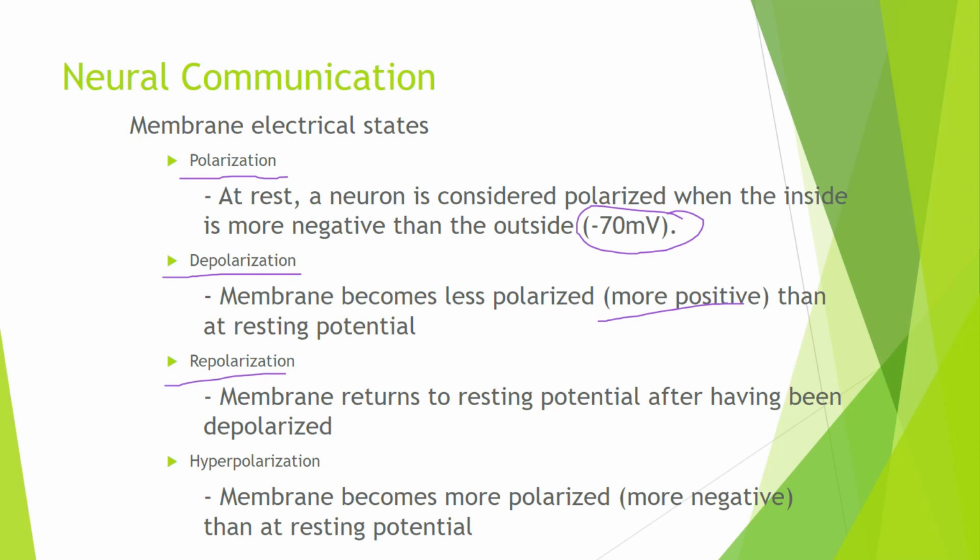Repolarization now means that the membrane potential is going back to that of negative 70 millivolts, back to the resting potential. Typically, this occurs after depolarization has occurred, and so the values are becoming more negative. Hyperpolarization, hyper means more, and so this is when the membrane is more negative than at rest. So this is going to be like negative 71 millivolts, and it could go to negative 1000 millivolts, for instance, or anything further, to be honest.